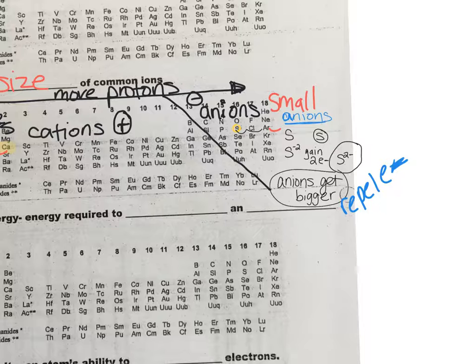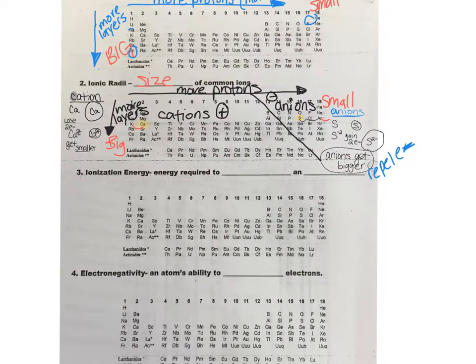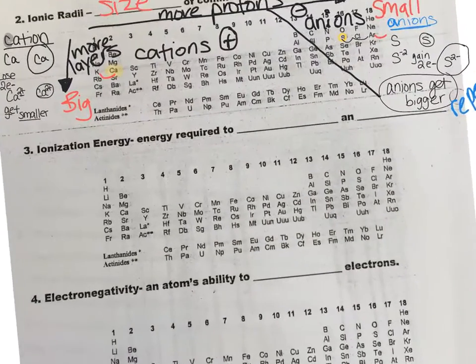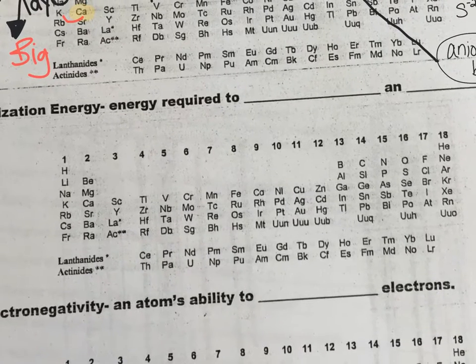So the big idea I need to make sure you know is, do anions get smaller or bigger? Bigger when they get charged. And do cations get smaller or bigger? Smaller. There we go. And the trend is the same exact thing as atomic radius, with a break at the metalloids line. Okay, cool. Let's move on.